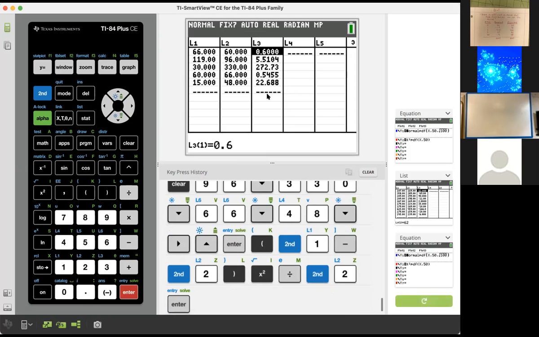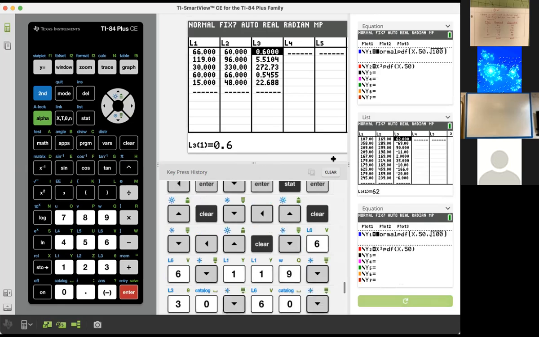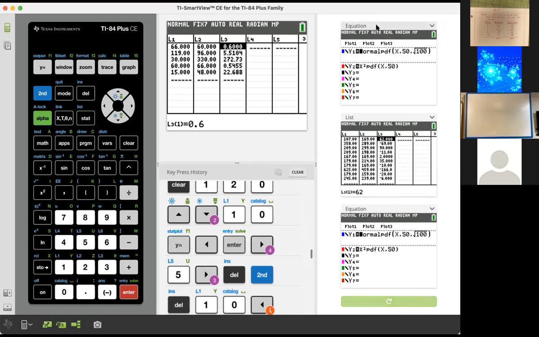There we go. Now, let me add these 5 numbers. But again, being naturally lazy, I don't want to write them down and add them. I want the calculator to add them. So let me get this screen over here.